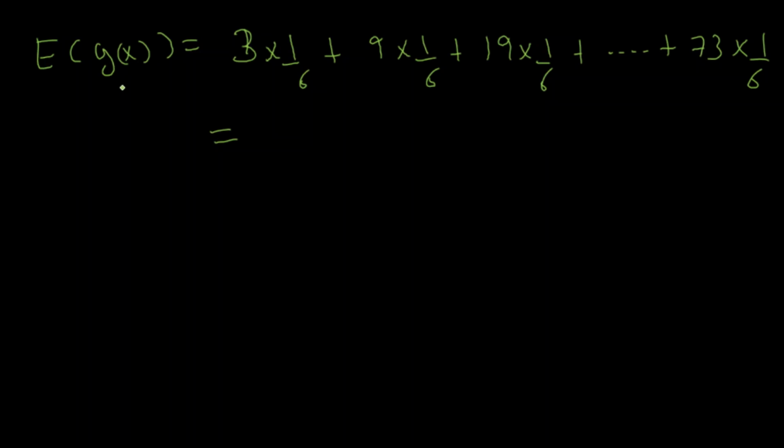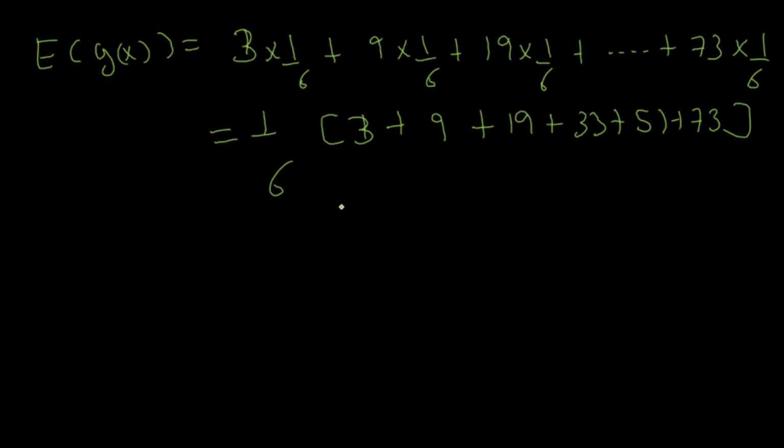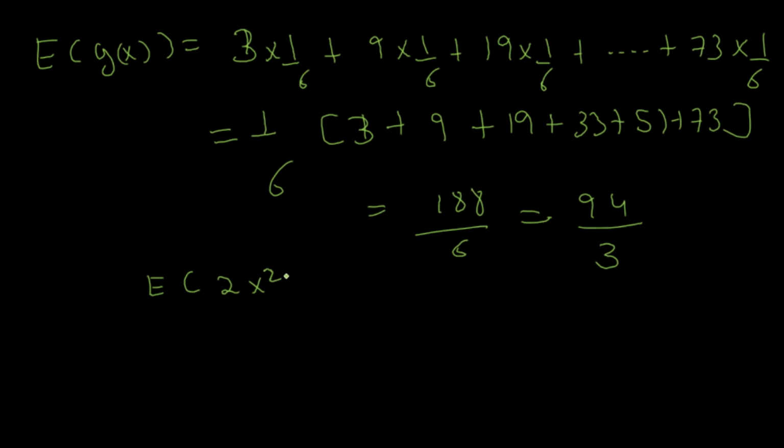So again I'll take 1 by 6 common. So I'll have 3, 9, 19, 33, 51 and 73. Sum of this will be 188 by 6 or 94 by 3. So this will be the answer for expectation of 2x square plus 1, 94 by 3.